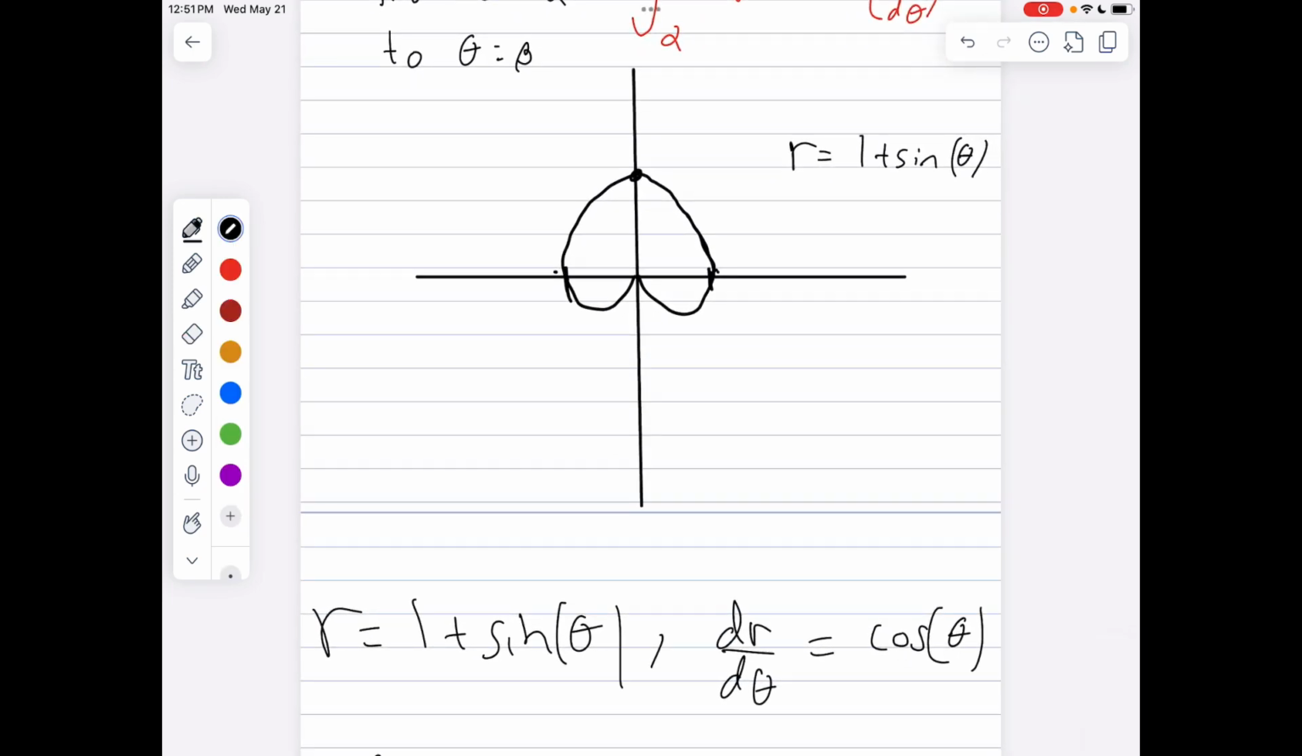What I want us to notice is that if we trace the curve of r equals 1 plus sine theta, you begin here at angle 0, where r equals 1, and then r increases until it reaches 2 at pi over 2. Then it traces down to pi here. Then it hits 0 at 3 pi over 2. And then from 3 pi over 2 to 2 pi, you get this section.